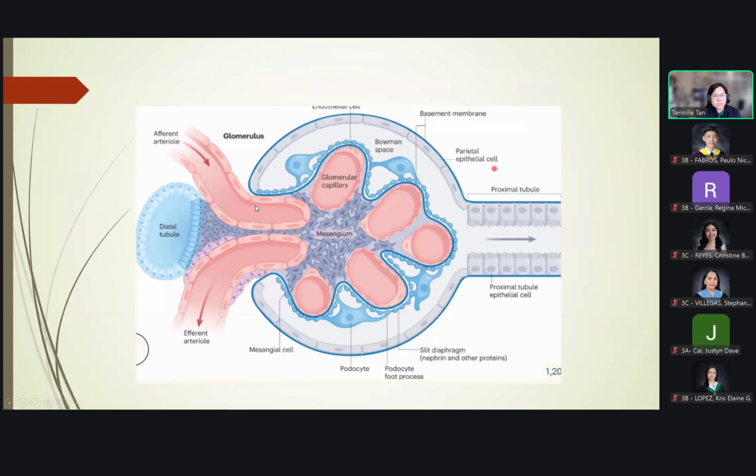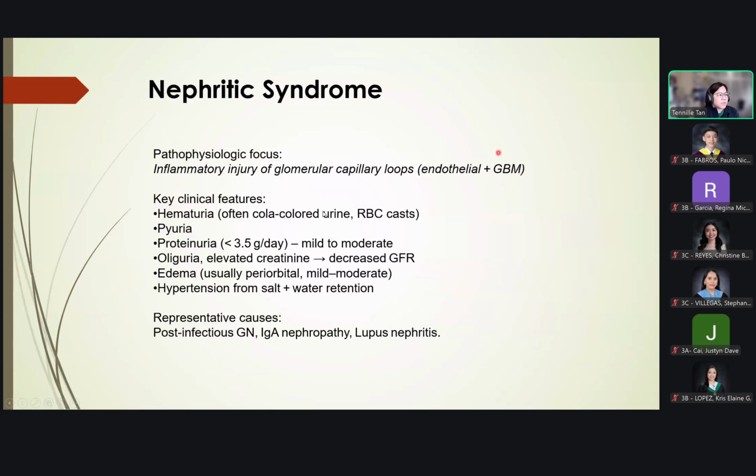So again, this is just a reminder, just to orient yourselves to your normal-looking glomerulus, because we'll see some illustrations later on, so you know which parts we are looking at. So again, first we're going to discuss nephritic syndrome. Same slide as before, just to summarize the key features of nephritic syndrome.